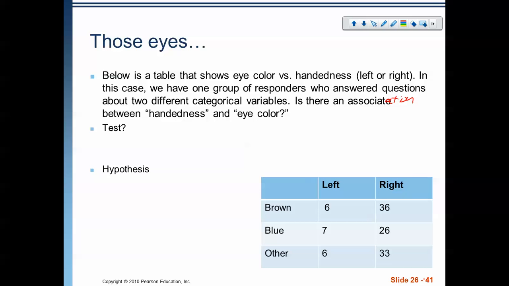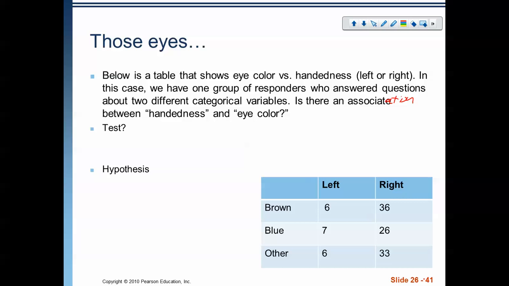Is there an association between handedness and eye color? Does the fact that you are left-handed mean that you are more likely to have blue eyes or brown eyes or some other type of eyes, like green or hazel? Or does being right-handed mean that you're more likely to have brown eyes? That's what we're checking here.